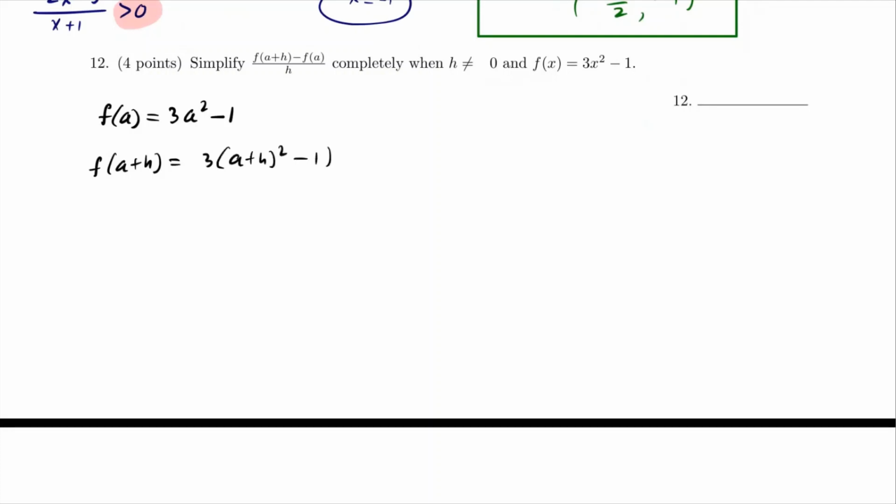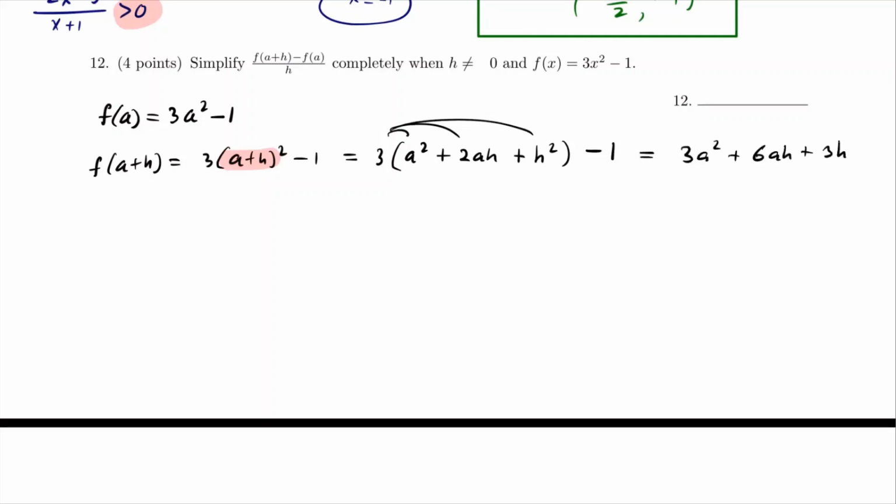1. And then if you simplify this, you can expand and distribute the 3. So you'll have 3 times (a squared plus 2ah plus h squared) minus 1. Distribute the 3. So that would give you 3a squared plus 6ah plus 3h squared minus 1. And now we plug them into our difference quotient formula.